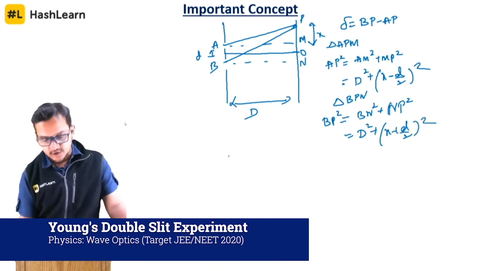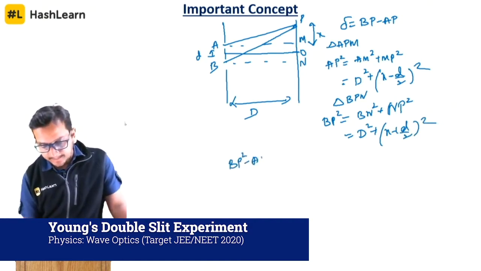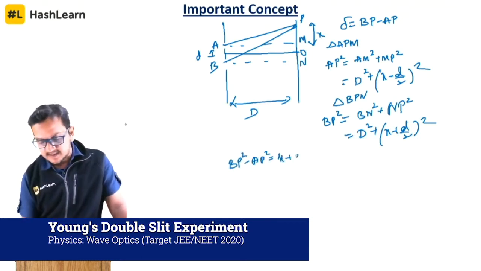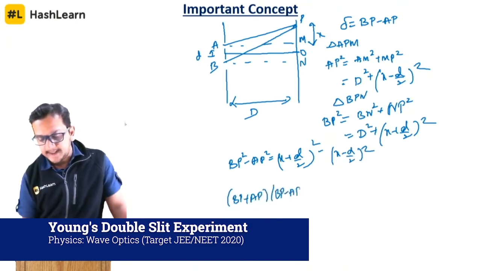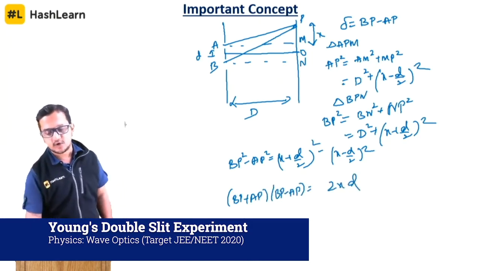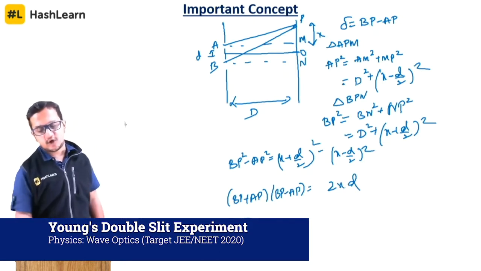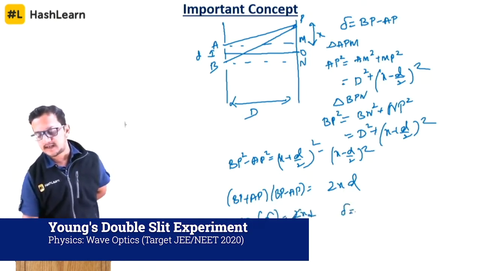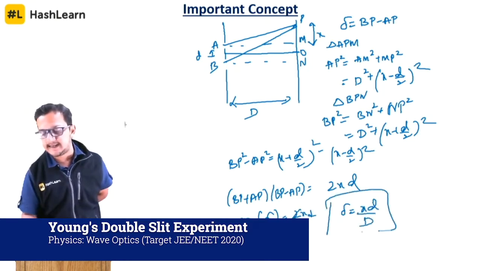If you subtract these two, BP square minus AP square equals, so D square will get cancelled, and you are left with x plus d by 2 the whole square minus x minus d by 2 the whole square. This is of the form BP plus AP times BP minus AP, which is equal to 2xd. Now BP plus AP is equal to 2D, because if the point P is very close to O, it is about the same distance. So 2D into delta is equal to 2xd. From this, delta equals xd by D.